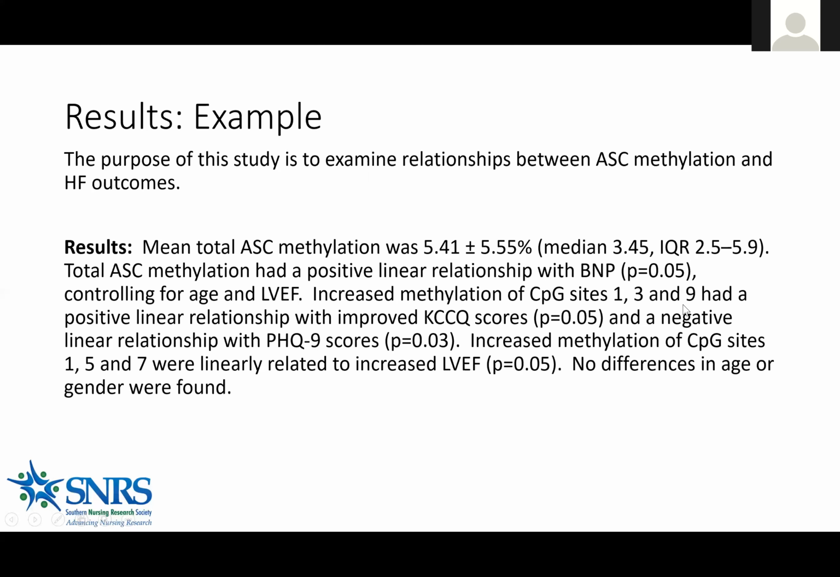Increased methylation of sites 1, 3, and 9 had a positive relationship with improved Kansas City Cardiomyopathy Questionnaire score. Here I showed that higher methylation was related to a higher, which is better, score. Sometimes you can slip in a descriptive word to show your results, instead of a number for the level of scores; just a better or worse kind of context can be helpful. And then a negative relationship with PHQ-9 scores. Here I left that out, and it would have been better if I had been descriptive about my scores for my PHQ-9, my depressive symptoms. Increased methylation of CpG sites 1, 5, and 7 were linearly related to increased LVEF. Again, I showed that higher methylation was related to higher ejection fraction, and that's really a better way to do things. And no differences in age or gender were found.